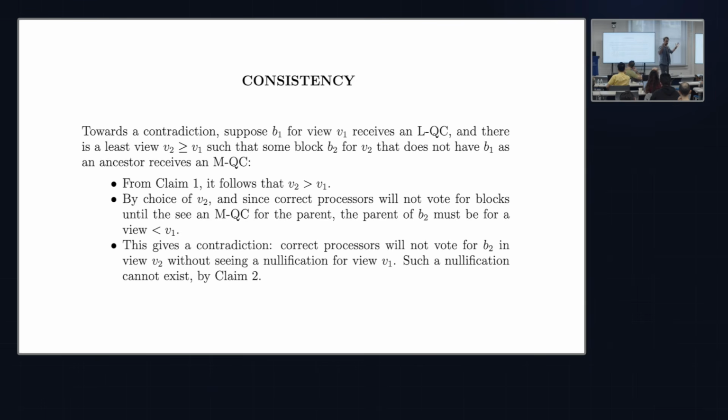But this immediately gives us a contradiction. Because correct processors will not vote for B2 in view V2 without seeing nullifications for all the interim views. So they need to see a nullification for view V1. And we know such a nullification can't exist by claim 2. That was precisely claim 2. B1 has the LQC, so that precludes a nullification for that view.